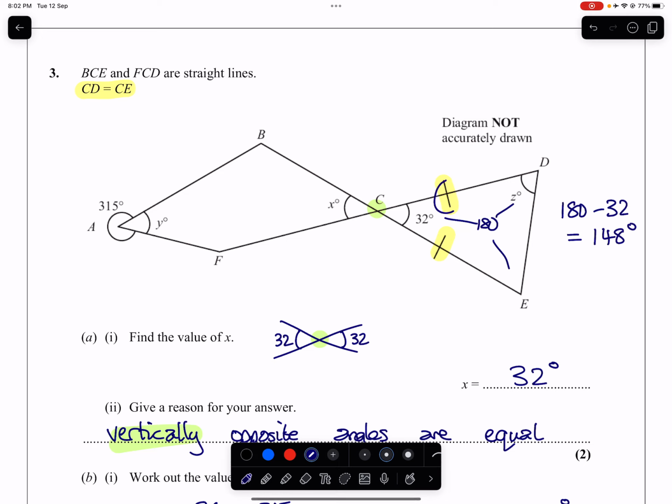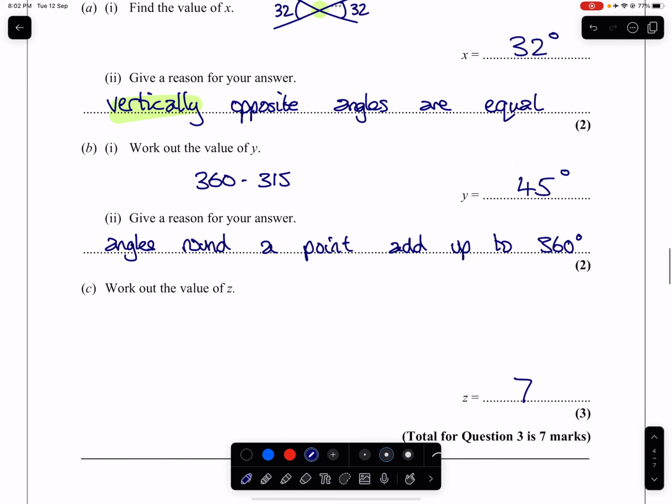And because of the fact that these two sides are equal in that triangle, it's an isosceles triangle. And that means that this angle Z and this angle here are both the same size. So that 148 that we've got, which is the total of those two, we can basically half that. And that's going to give us 74 degrees as the size of Z.